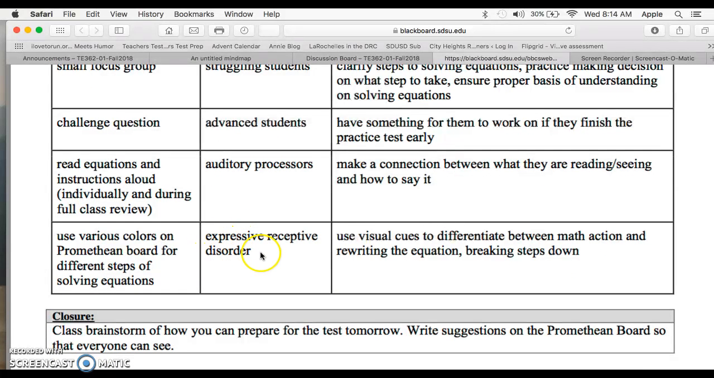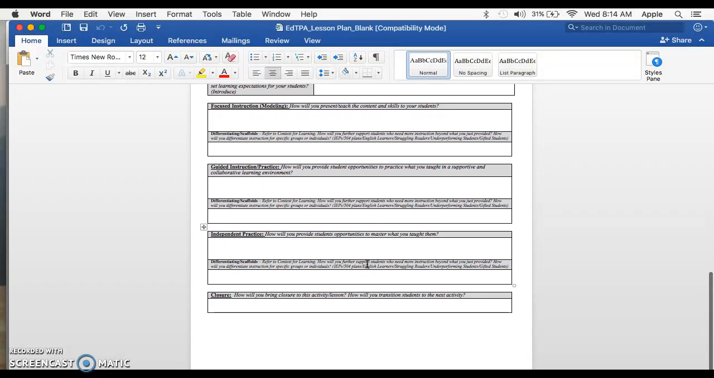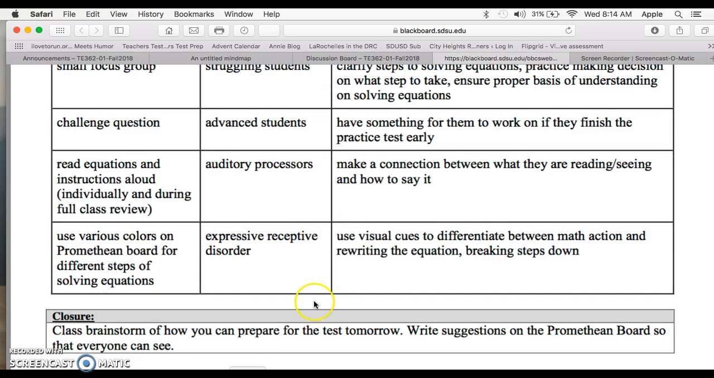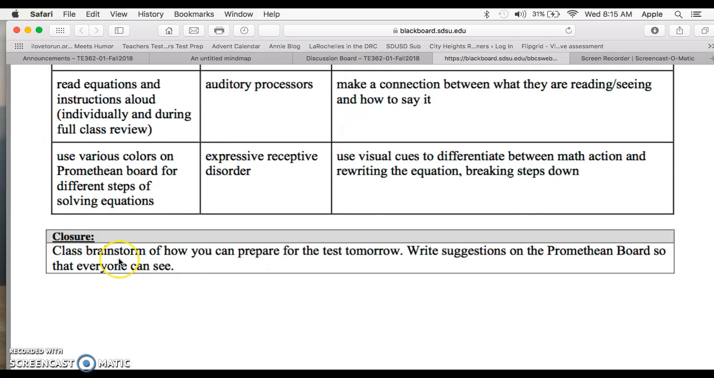And then they also have scaffolds for expressive and receptive disorder, and they use various colors, and then this board for different steps of solving equations. So again, that is what the students are doing, and then finally you have to have a closure for the lesson. In the lesson that I was describing earlier, the closure is the teacher asking the students to brainstorm on how they can prepare for the test the next day.